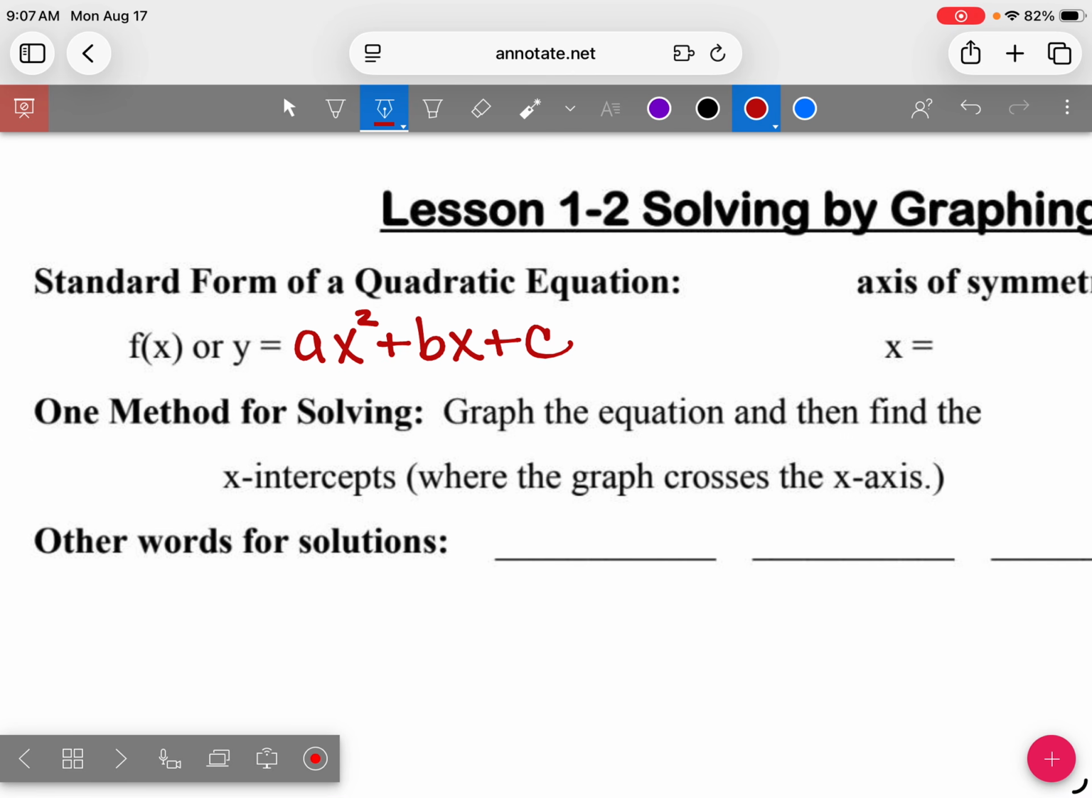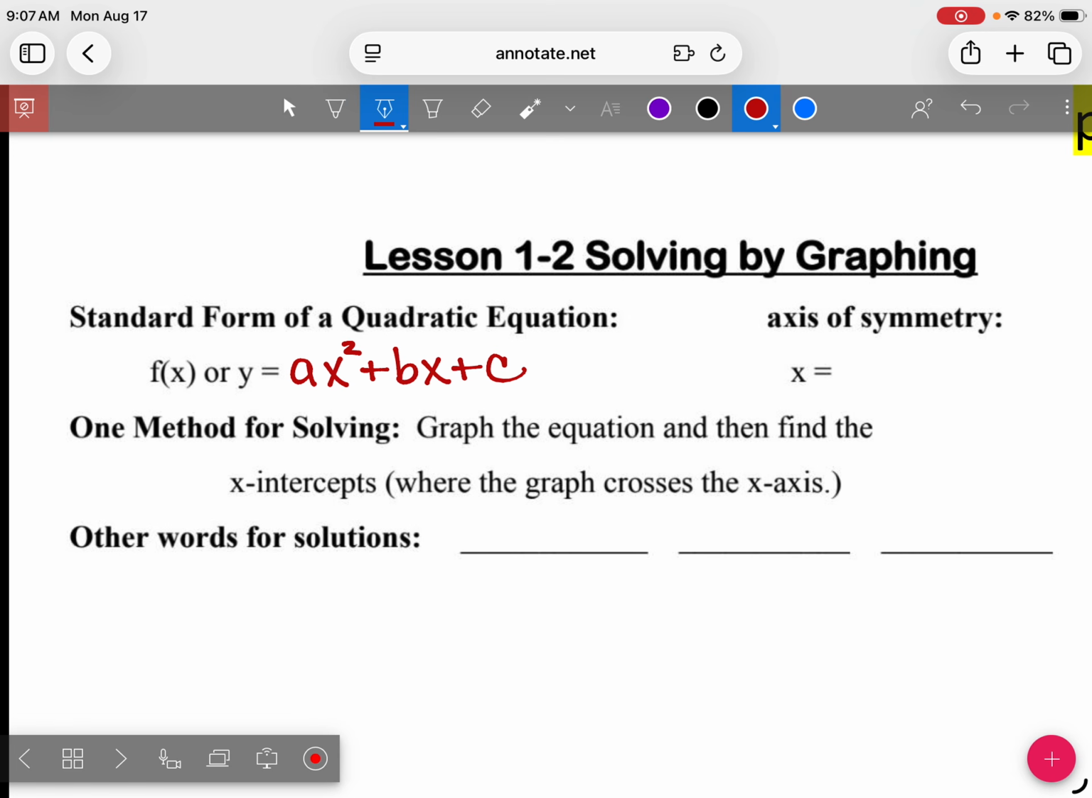And the equation for axis of symmetry is negative b divided by 2a. And I would say that last week, the hardest part is students not following the formula. You have to take the b value and flip the sign. You have to. So we're adding on one more component, which is the solution. Now, a solution is where the graph crosses the x-axis.